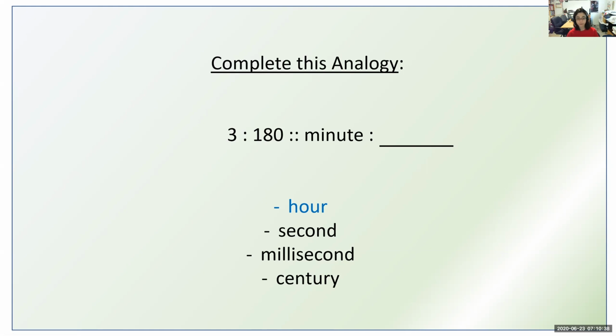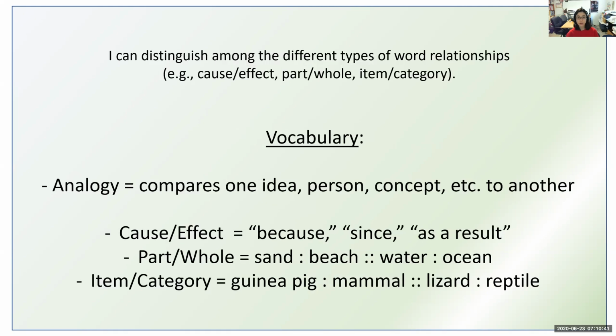Okay, so just to review, our goal for this lesson was to be able to distinguish among the different types of word relationships, mainly cause-effect, part-whole, and item category. And we also got to complete some analogies. For our vocabulary, we learned that analogy is something that compares one idea, person, or concept to another. So basically an analogy is a comparison. We also learned about the key words to look for in a cause-effect relationship, which are because, since, as a result, and also so.